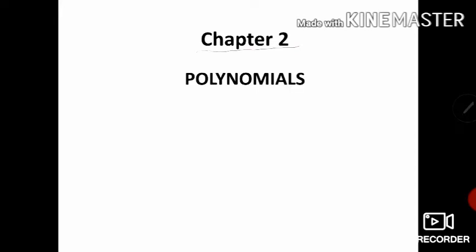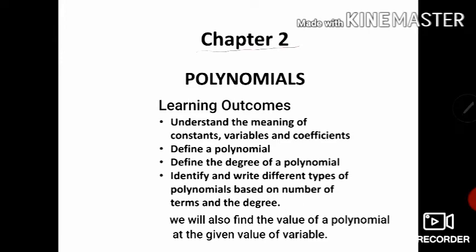Today we will start with a brand new chapter number 2, polynomials. In today's class, we will understand the meaning of constants, variables and coefficients in an algebraic expression. We will define a polynomial and its degree. By the end of this lesson, we will be able to identify and write different types of polynomials based on the number of terms and degree.